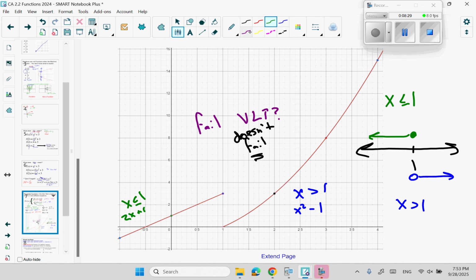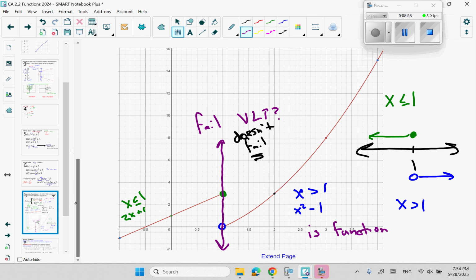So here's actually what happens. We get a closed circle right there. We get an answer there. We also get an open circle right there. So when we go to do our vertical line test, we hit the green dot, but we phase right through the open circleness right there in blue. So it doesn't fail, and this is a function.